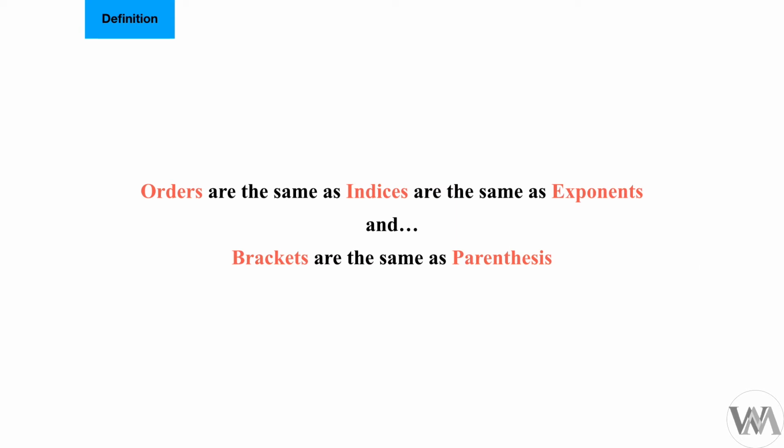So let's see how these three different abbreviations correlate with each other. First of all, we can say that orders are the same as indices and are also the same as exponents, and that brackets are the same as parentheses. Let's move on to some examples.